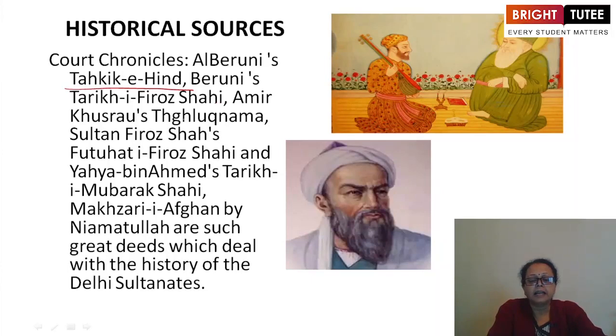Al-Barani's Tarikh-e-Firoz Shahi, Amir Khusro's Tughlaqnama, Sultan Firoz Shah's Futuhat-e-Firoz Shahi, and Yahya bin Ahmad's Tarikh-e-Mubarak Shahi, then Makhzan-e-Afghani by Niyamatullah are such great works which deal with the history of the Delhi Sultanate. These are the names of certain books, or we can say the chronicles.